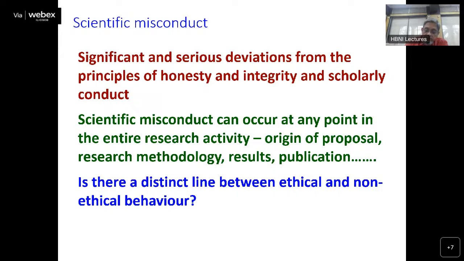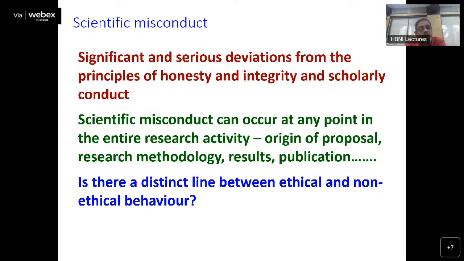Now when you talk about scientific misconduct, it's very easy to talk about honesty and integrity. But very often you tend to define honesty and integrity in terms of dishonesty and misconduct. So it is very important to know what constitutes scientific misconduct and why it should happen. And one main thing is, even if there is scientific misconduct happening, how does one go about quantifying it, and how do you say that something is scientific misconduct? This is something we would like to know, and one should also try to see at what point this kind of scientific misconduct actually occurs.